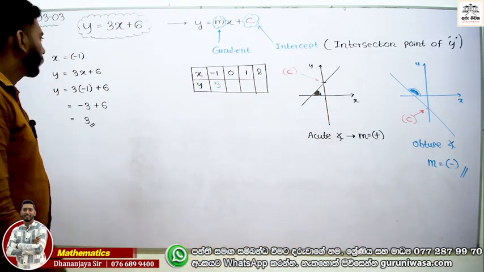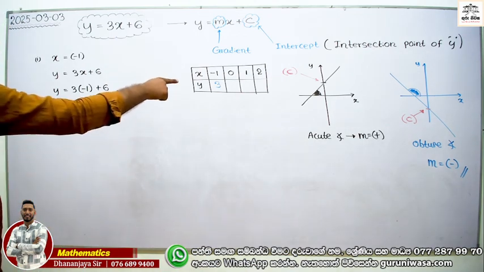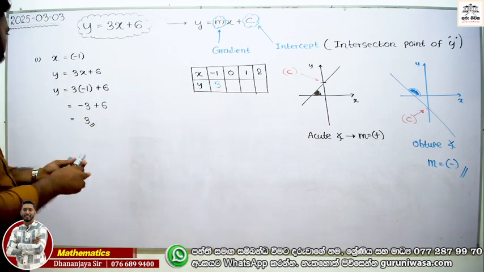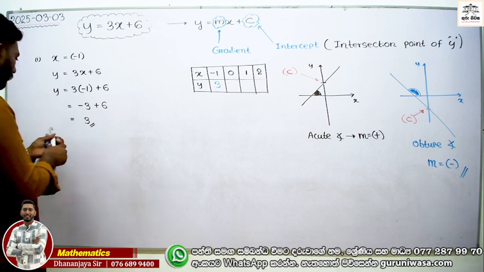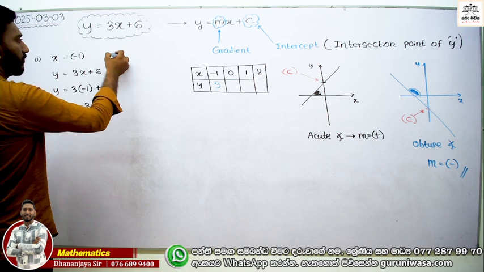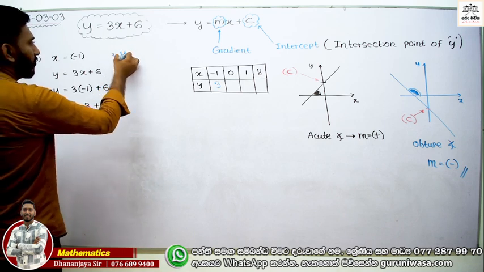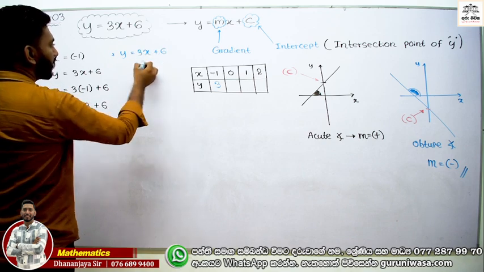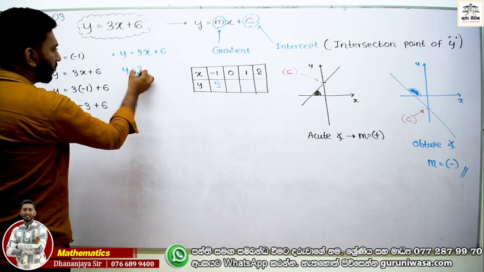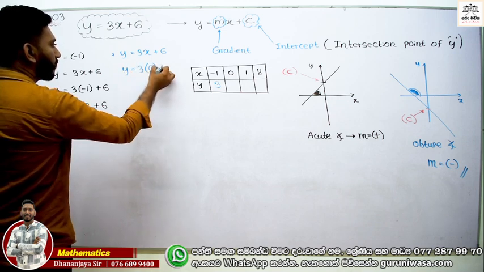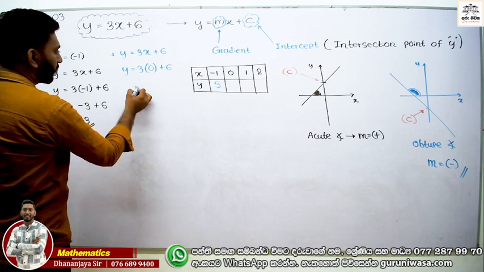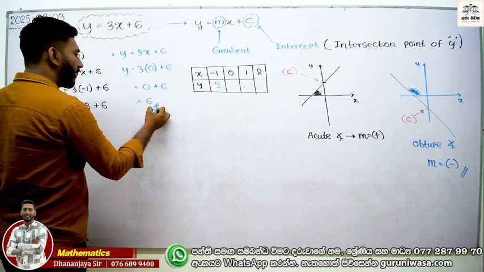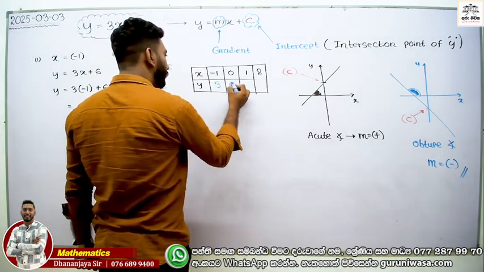Right? Now we are going to find the value for y here. X becomes 0. X becomes 0. So what do I do? I substitute 0 for x. Y equals 3x plus 6. Then y equals 3 times 0 plus 6. 3 times 0 is 0. 0 plus 6 becomes 6. And therefore this one becomes 6.